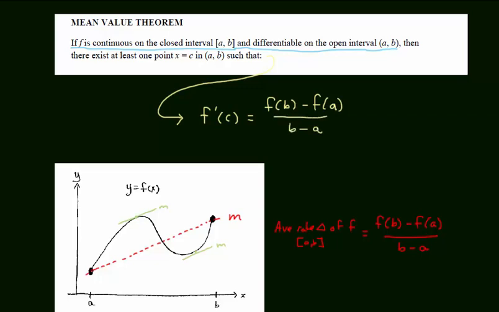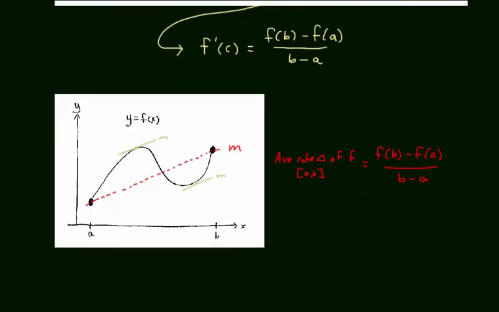At least one time, because below we see in this particular diagram the instantaneous rate of change equals the average rate of change at C1 and another C2. So it can occur 5 million times, but the guarantee is that it occurs at least once.